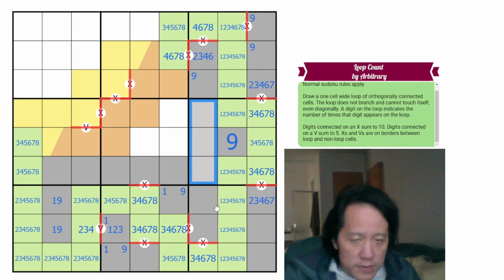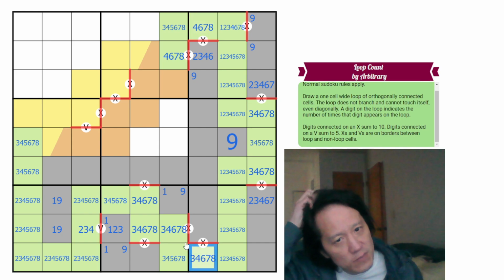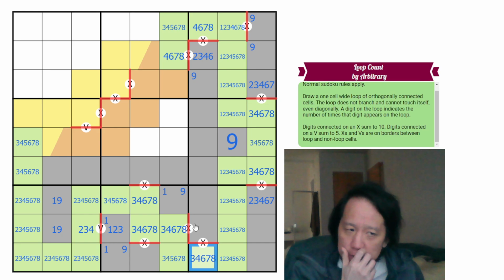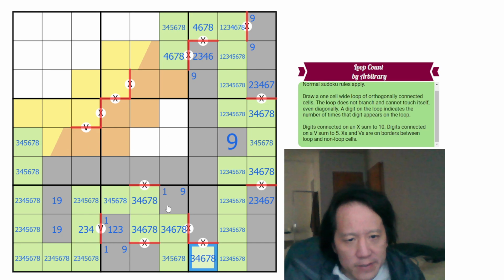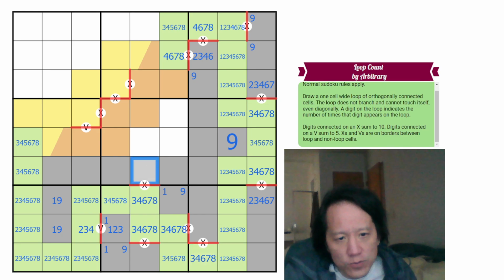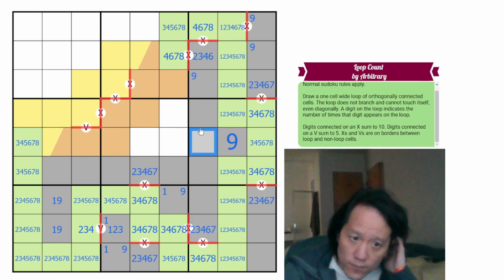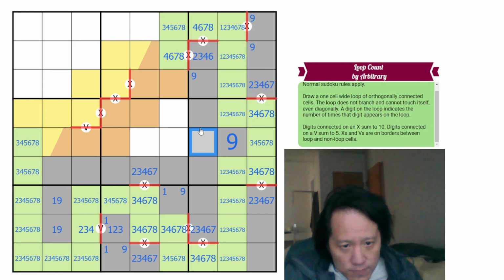This cannot be 8. So 8 has to be one of these two. Does it? Not necessarily. Because we cover all 9 columns, so 8 doesn't have to be in that column necessarily. This is 2, 3, 4, 6, 7. This is 2, 3, 4, 6, 7. This is 2, 3, 4, 6, 7. This is a 10.